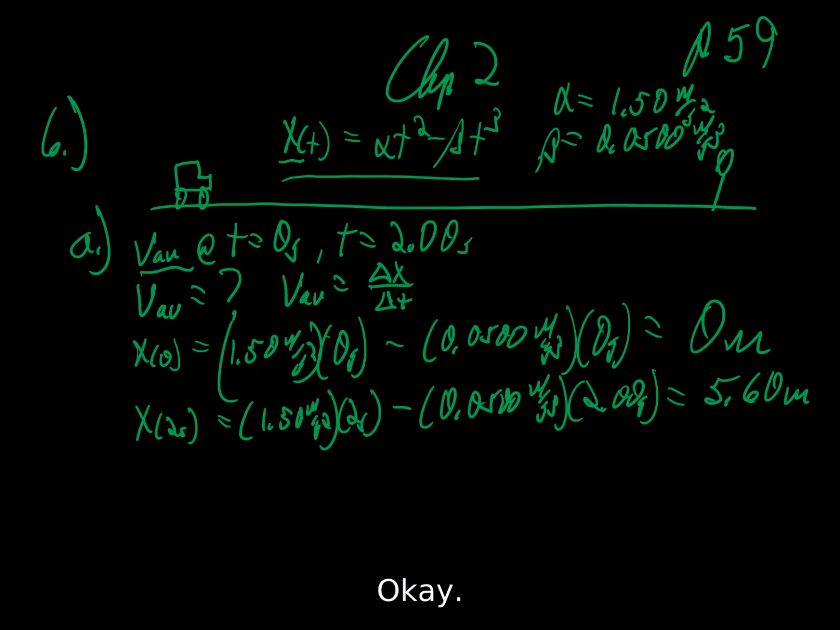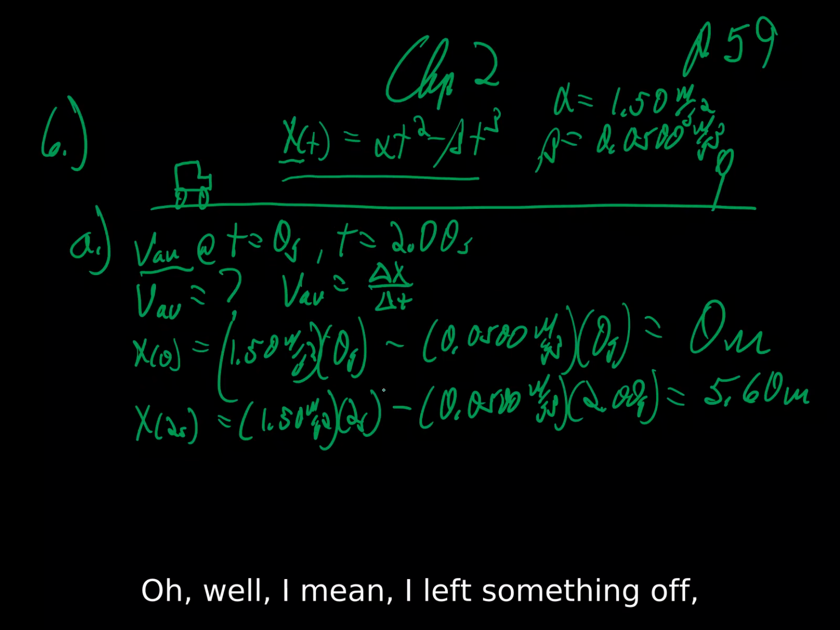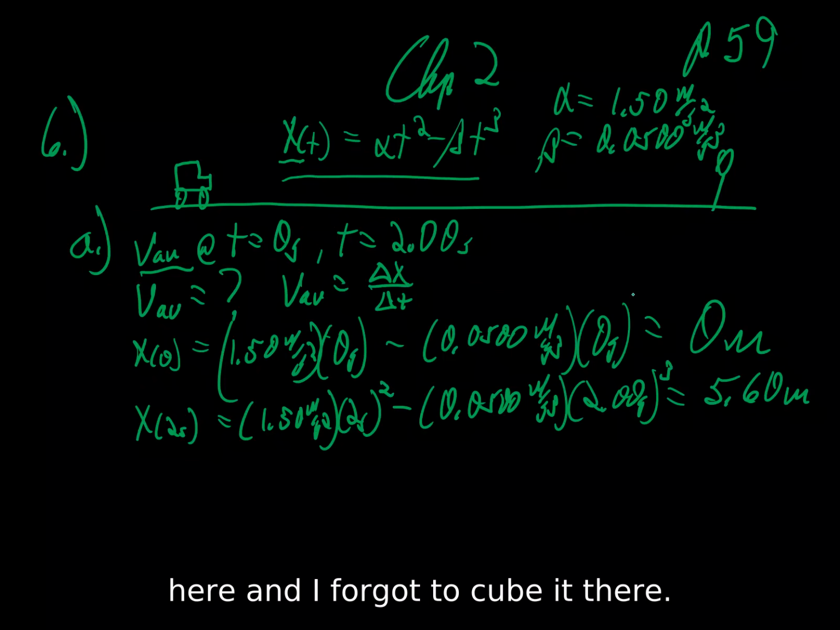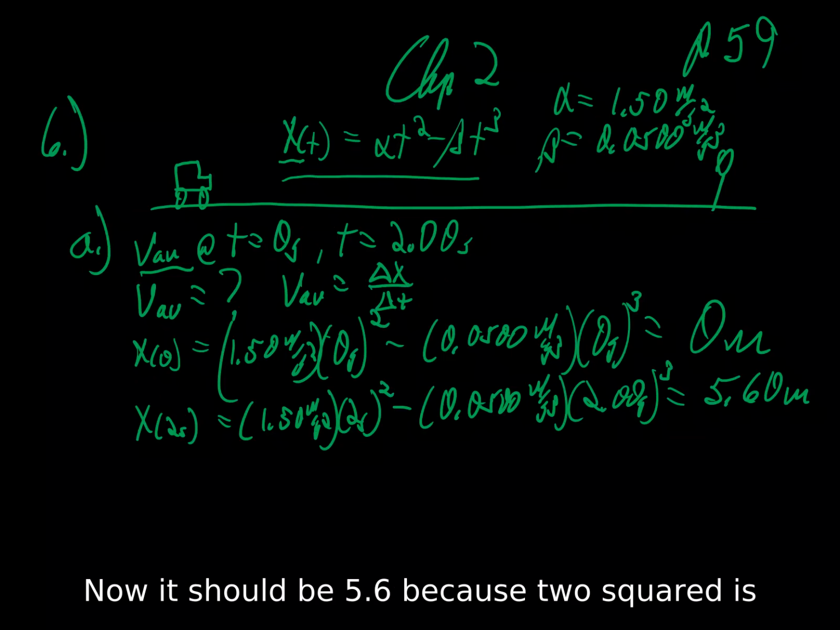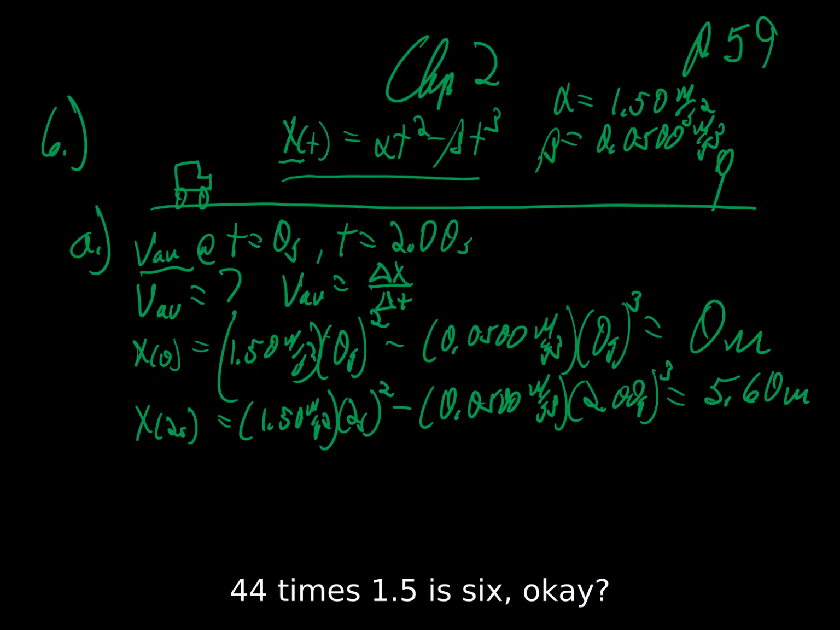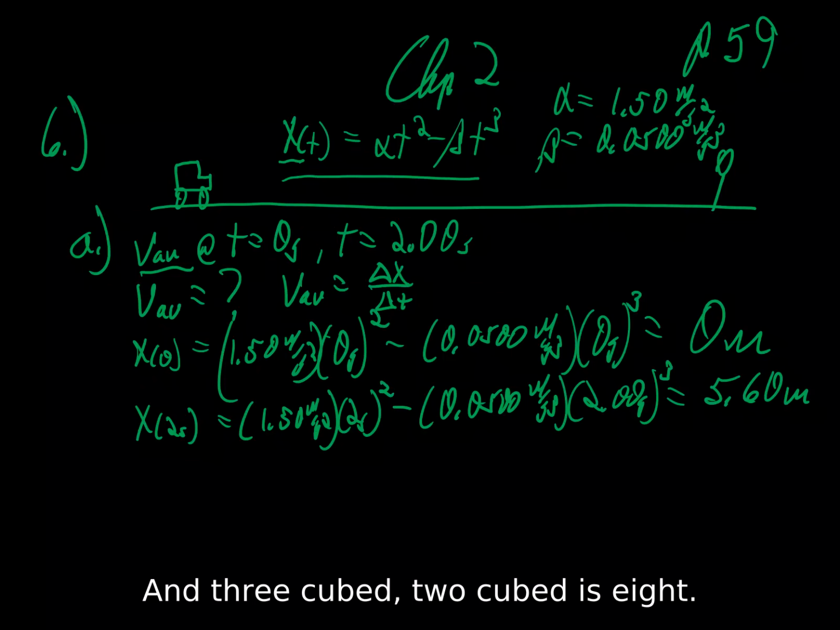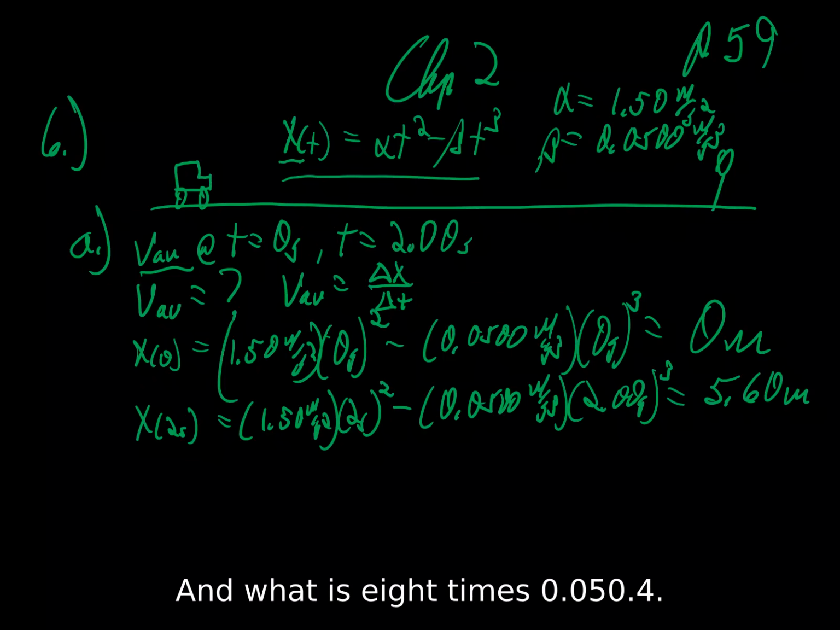Okay. Did I do something wrong? Oh, wait a minute. I left something off, didn't I? I forgot to square it here, and I forgot to cube it there. Thank you. I forgot my square and my cube. Now, it should be 5.6, because 2 squared is 4, and 4 times 1.5 is 6. And 2 cubed is 8. And what is 8 times 0.05? 0.4. So 6 minus 0.4 is 5.6.